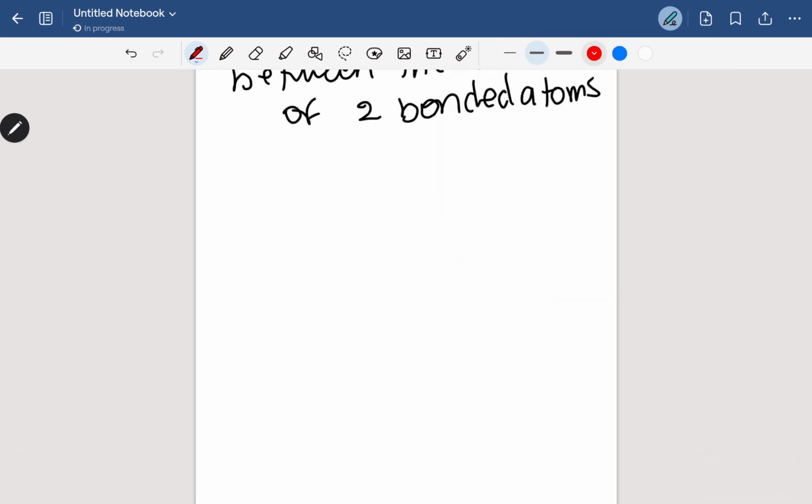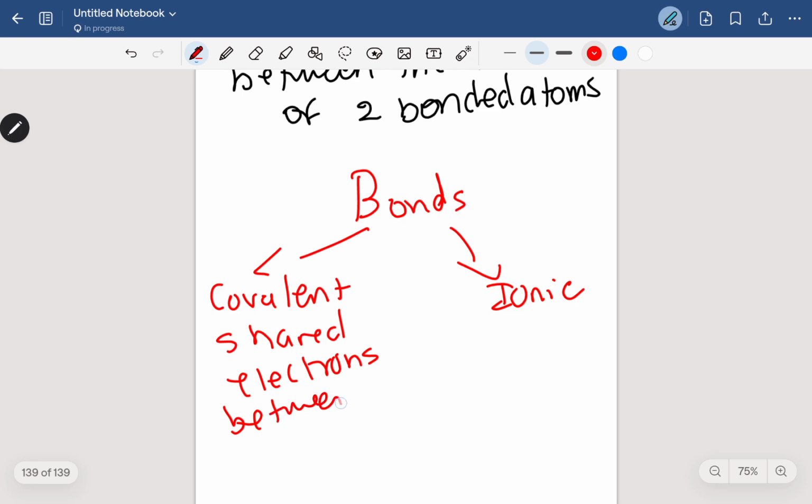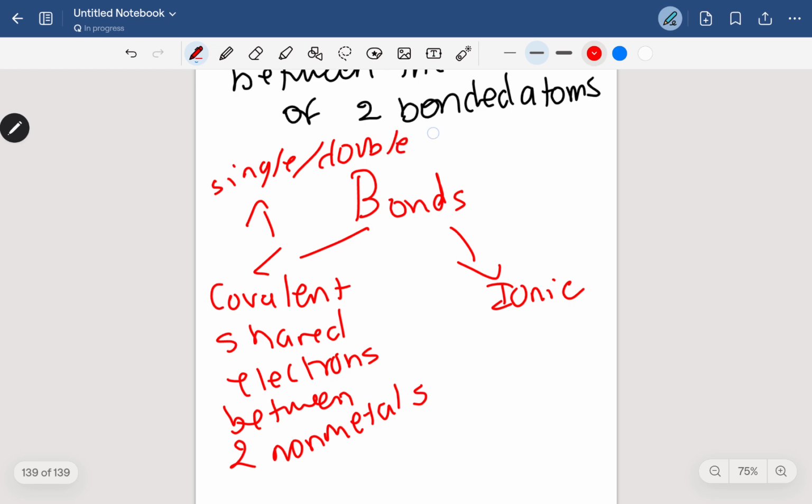Alright, so now we move on to discussing the types of bonds. We have two major types of bonds. So I'm just gonna write bonds. We have two major types, which are covalent bonds and then ionic bonds. So covalent bonds are shared electrons. They are bonds that are formed by shared electrons between usually two non-metals, okay? And covalent can be split into many groups. So it can be a single covalent or double covalent or even triple covalent, okay?